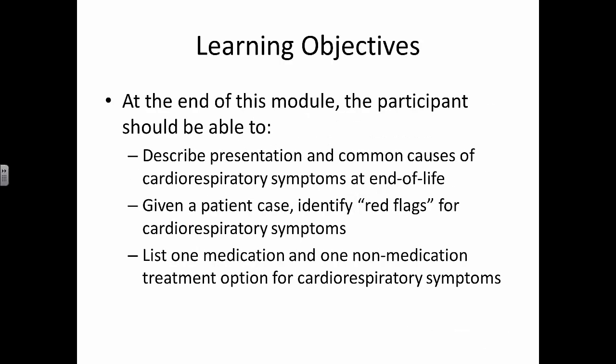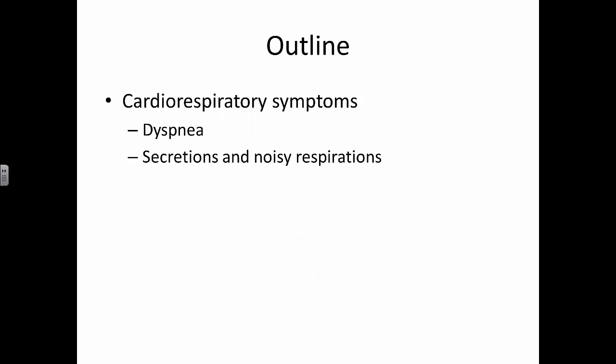The objectives for Part 2 are to be able to describe the presentation and common causes of cardiorespiratory symptoms at end of life, given a patient case, identify some red flags, and list one medication and one non-medication treatment option for cardiorespiratory symptoms. Just so you know where we're headed today, the first symptom we'll discuss is dyspnea or difficulty breathing, and then we'll get into discussion of secretions and noisy respirations.